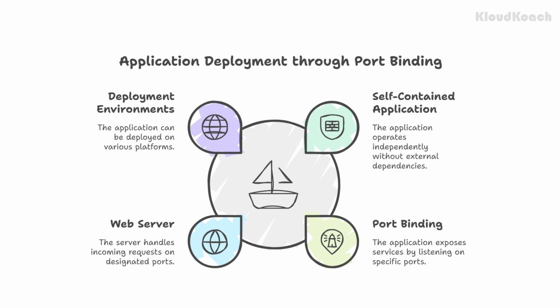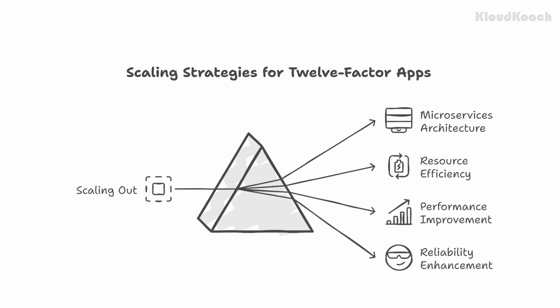When demand spikes, don't panic. Concurrency lets you scale out through multiple processes or services. A microservices architecture can even scale each app component independently, saving resources while maintaining performance.